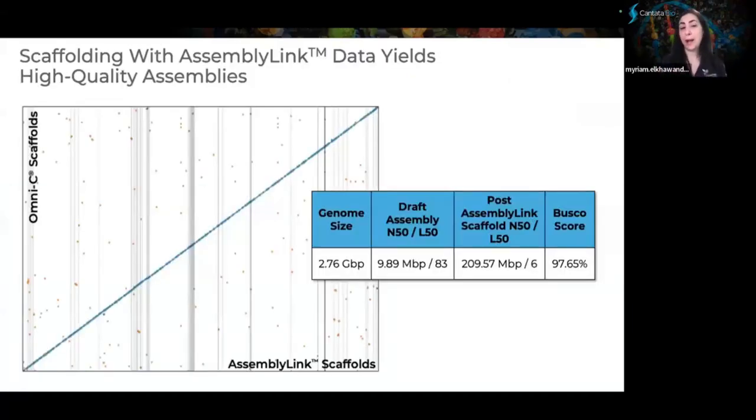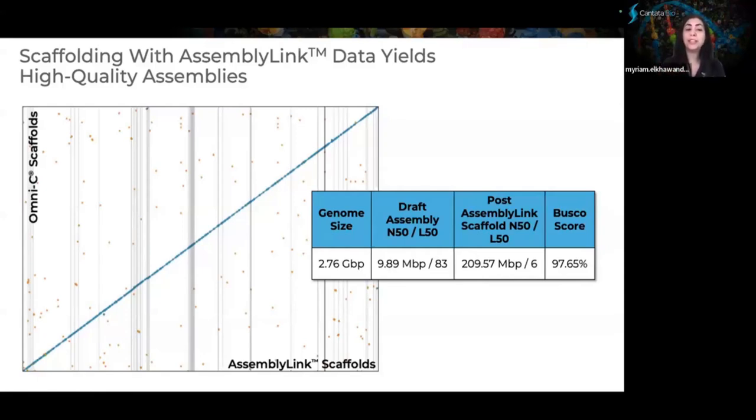So the high-quality libraries generated by the AssemblyLink assay support high-quality assemblies. What you're looking at here are the stats of an assembly that was generated by scaffolding a PacBio HiFi draft assembly from a plant sample with AssemblyLink data. And what you can see is a significant improvement in the N50 and L50 in the final assembly that was scaffolded with AssemblyLink compared to the draft assembly. You also have a high BUSCO score. So all of these stats are consistent with high contiguity and highly complete assembly.